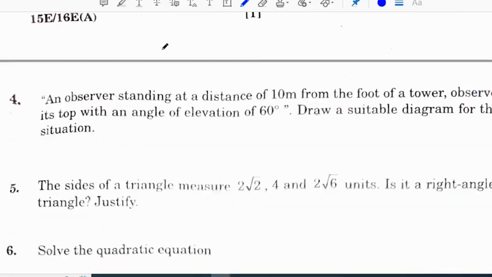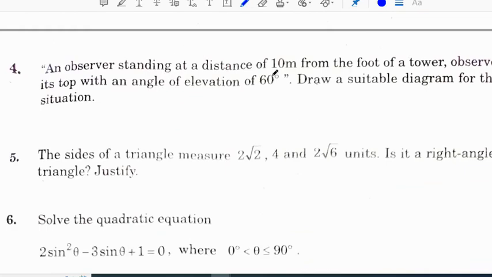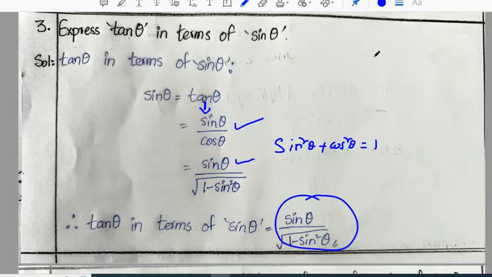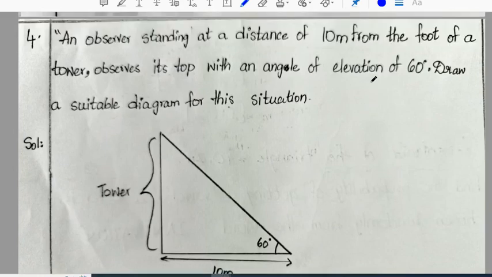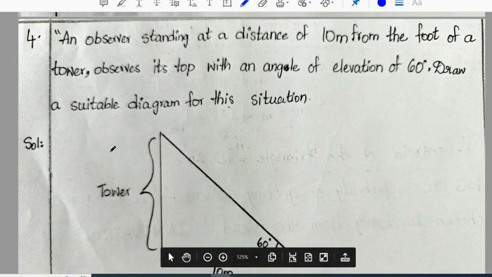We'll see the fourth question. An observer standing at a distance of 10 meters from the foot of the tower observes its top with an angle of elevation of 60 degrees. Draw the suitable diagram for this situation. As I told, a situation diagram is definitely a question in the board exam. It has come. So this is the diagram based on the given question.